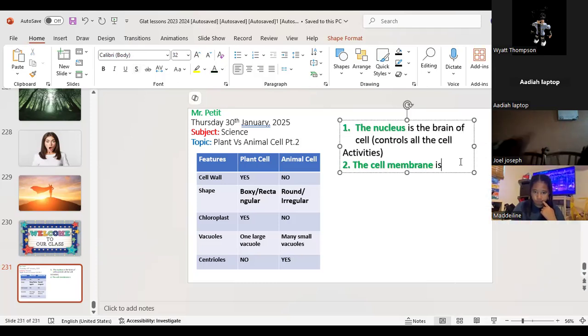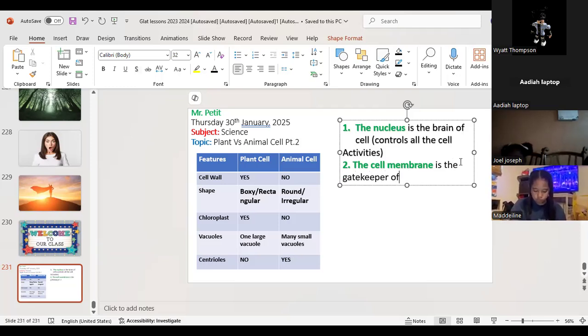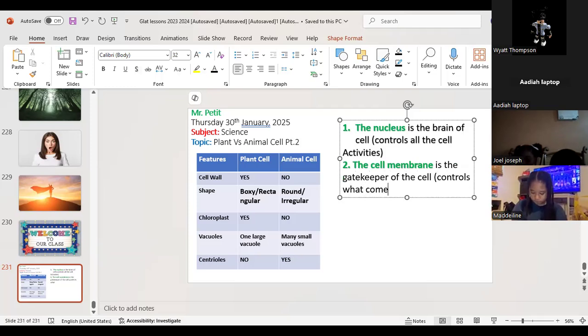What can we say about the cell membrane? The cell membrane is the gatekeeper of the cell, right? It controls what comes in and out of the cell.